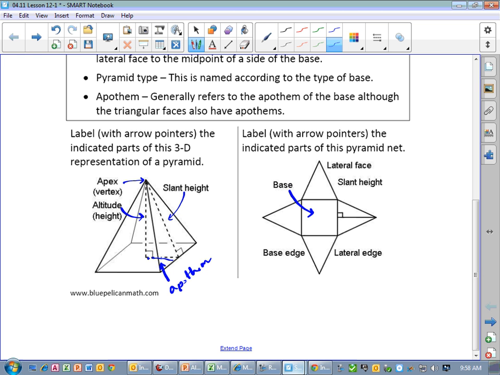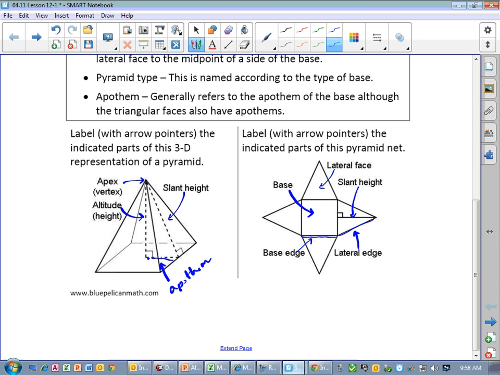So base edge, well, really, there's 4 base edges. I'm just going to label one of them, right? That's the edge of the base, but there's 4 of them going around. Lateral edge, again, there's a lot more, but I'm just going to label one of them. The lateral edge would be the side of one of the lateral faces, and there's 3 lateral edges per lateral face. This is a lateral face, the triangles. And then the slant height would be this line that's marked right here. Notice that is the height of the triangle here, one of the lateral faces.